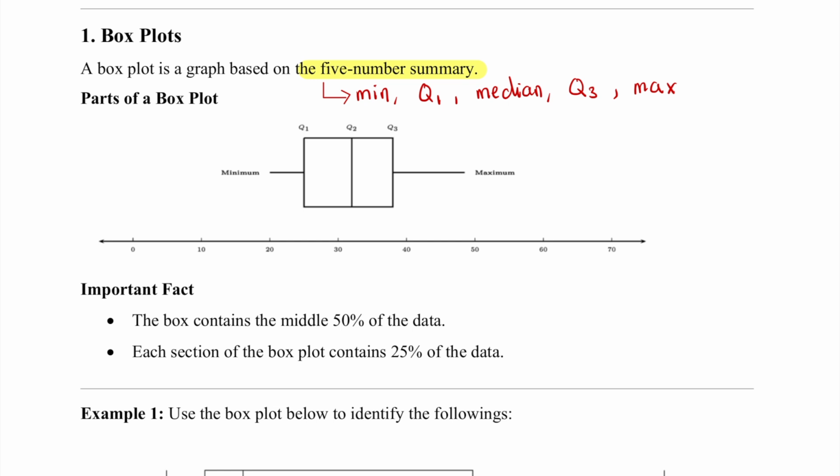This is a very common mistake. Students sometimes think a longer section means more data. It does not. Each section still contains 25% of the data. The difference is how spread out those values are. Now, let's practice reading a box plot.